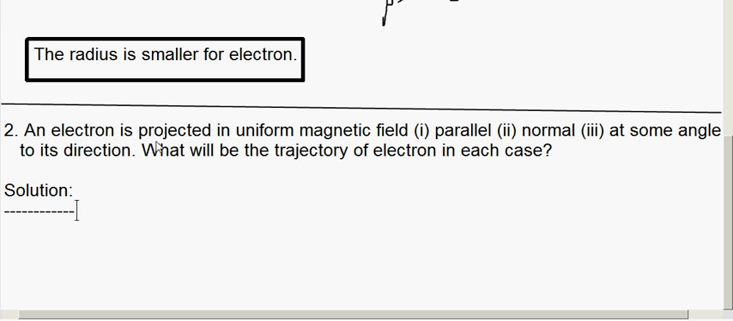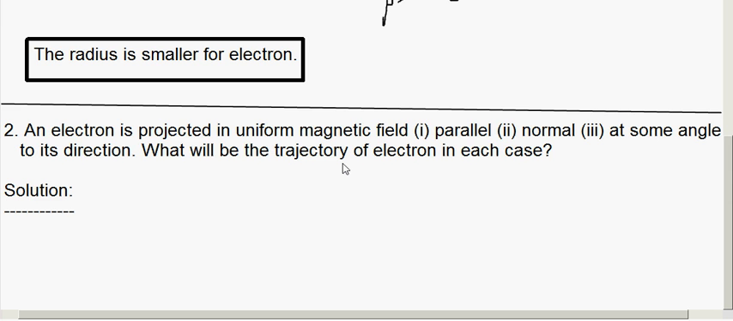Now here an electron is projected in uniform magnetic field. You are projecting an electron into a uniform magnetic field in three different ways. One is parallel to the magnetic field, where the velocity is parallel to the magnetic field. Another one is normal. And the third one is at some angle to its direction. What will be the trajectory of electron in each case? This we have already studied when we read about the theory part, about moving charges in a magnetic field, how it will move when the velocity makes different angles with respect to the magnetic field.